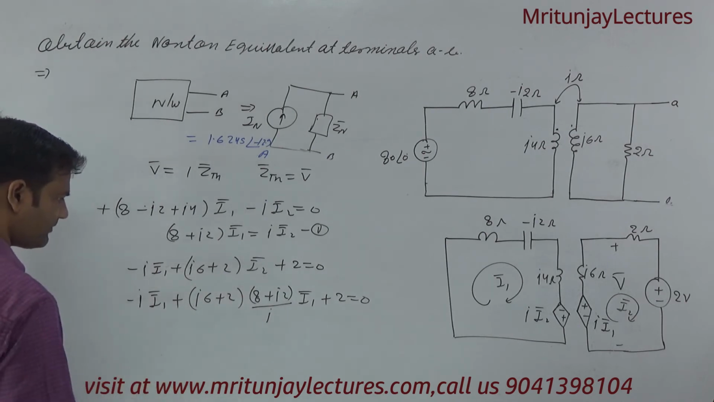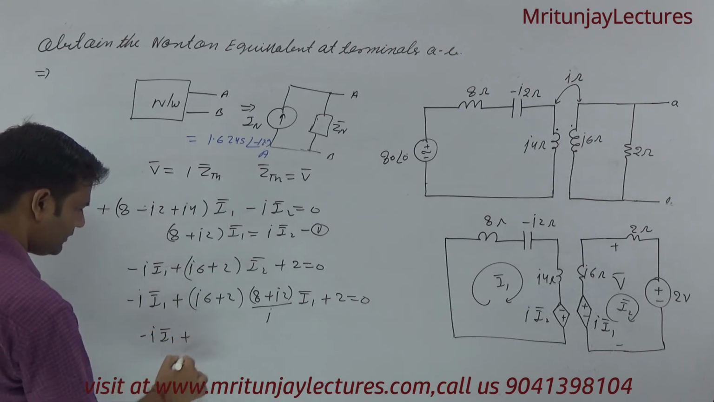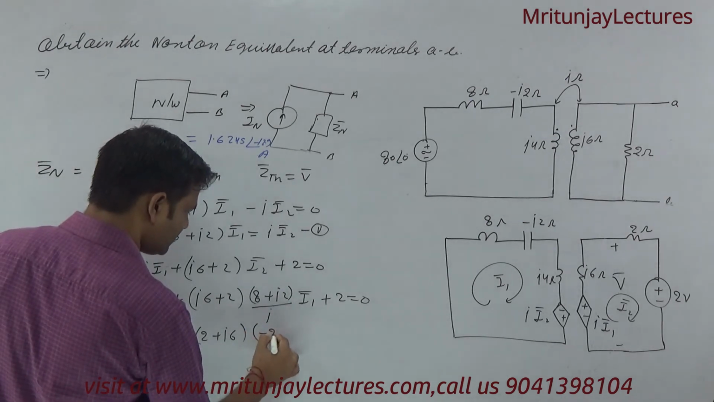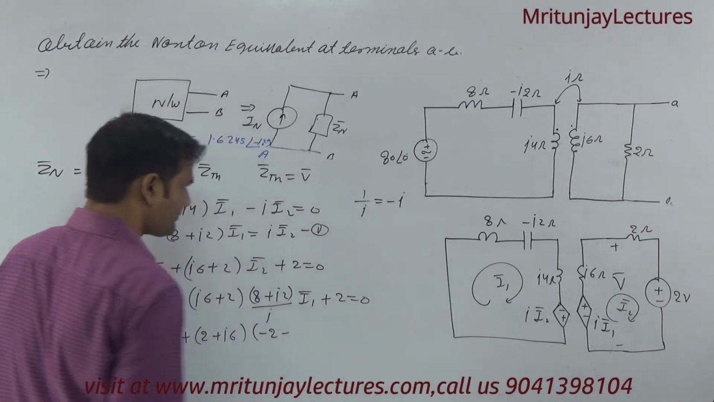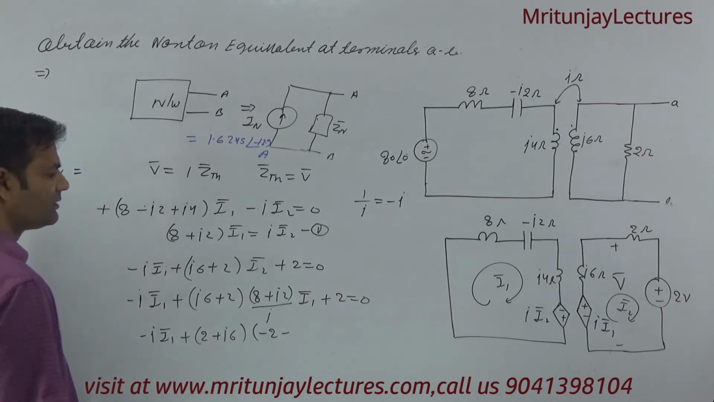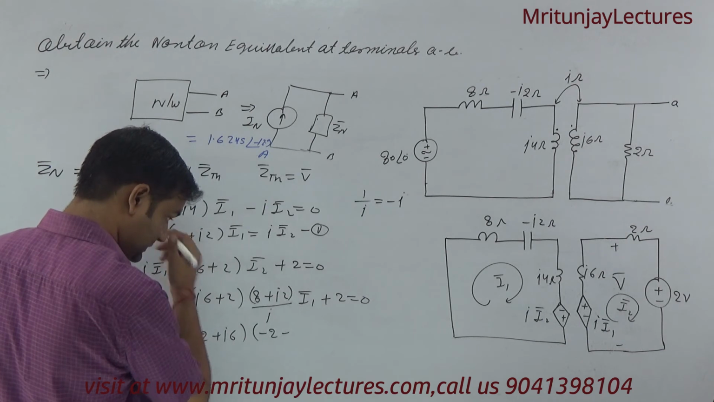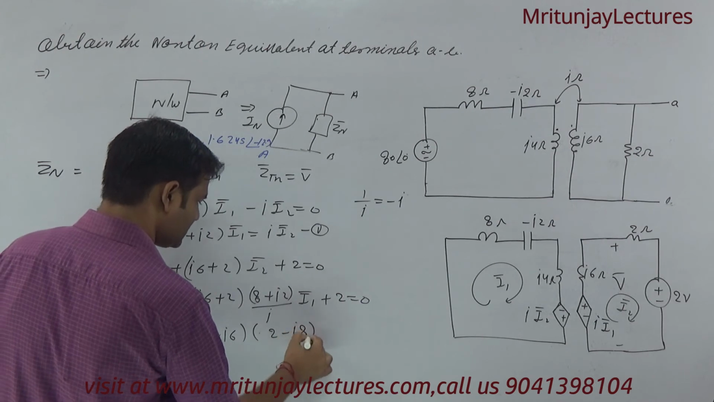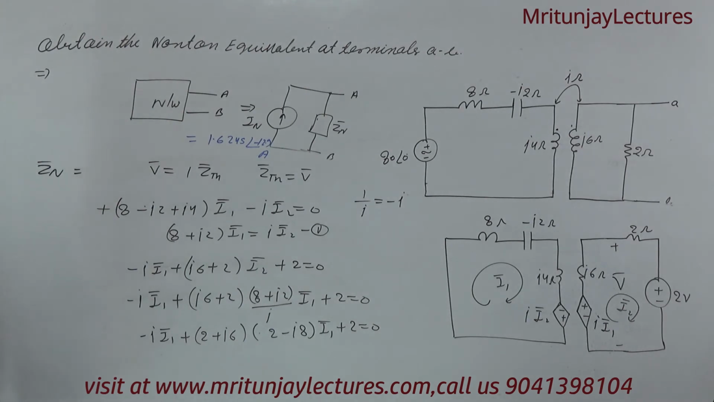So J into J are minus J I1 plus 2 plus 6J, that is minus 2, 8 by J, 1 by J, this will be equal to minus J. So 2 minus J 8 into I1 plus 2, this will be equal to 0. Clear? So what about I1?